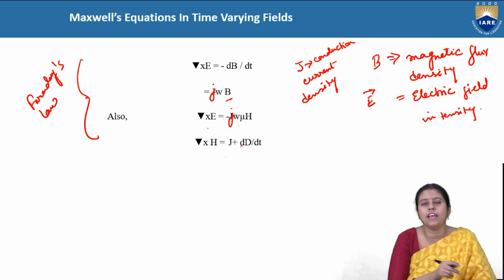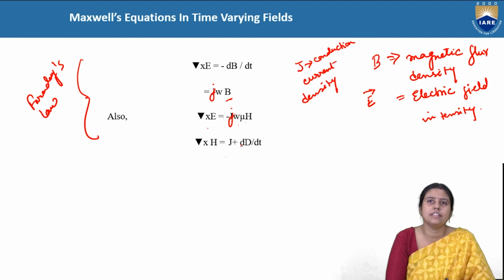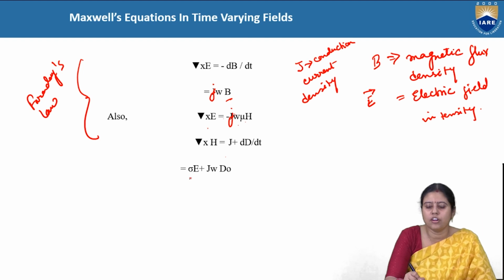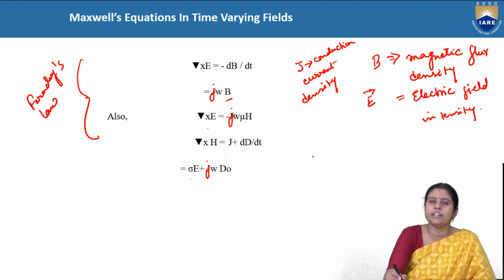Actually it is JC, the displacement current density, and we can write grad cross H. So what is the J? J is equal to sigma E plus j omega D naught. How are we getting the j omega D naught?